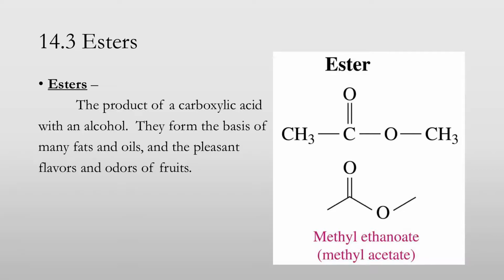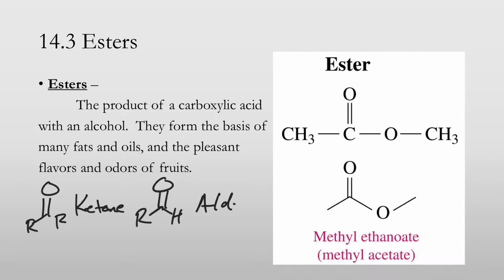All right, so the ester, we have the carbonyl. If you have R groups there, you've got a ketone. If you've got an H and an R group, you've got an aldehyde. If you've got two H's, it would be an aldehyde as well, formaldehyde. If you've got an R group, carbonyl, and the OH, that's the carboxylic acid.